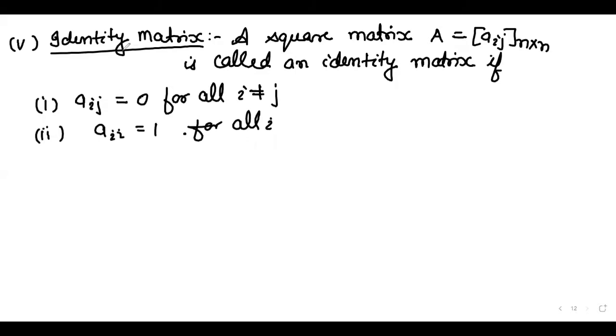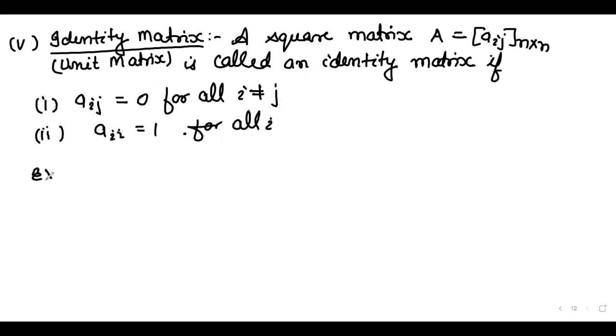Now the next type, that is the identity matrix. This is a very important type. We can use another name, that is unit matrix also. This matrix is called a unit matrix because all diagonal elements will always be 1. A square matrix A is equal to Aij, n by n, is called an identity matrix if, first condition, non-diagonal elements will be 0. Second condition, all diagonal elements will always be 1.